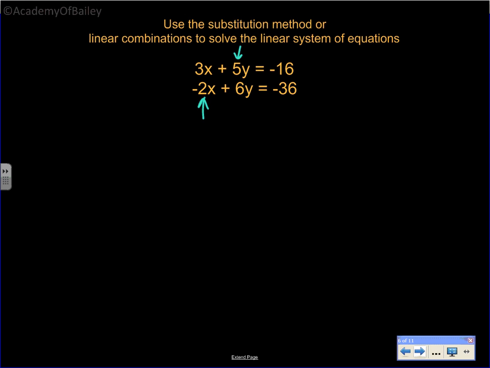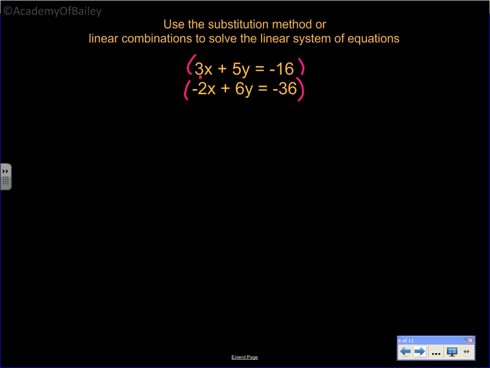How can I do that? Well, the numbers in front of the x, I'm looking 3 and 2. The least common multiple of 3 and 2 is going to be 6. If we look at 5y and 6y, the least common multiple of 5 and 6 is going to be 30. Yeah, is going to be 30. So I'm going to go ahead and get rid of the x's first because, well, number one, because the 2 has a negative sign with it, but also I like working with the least common multiple of 6. It's smaller.